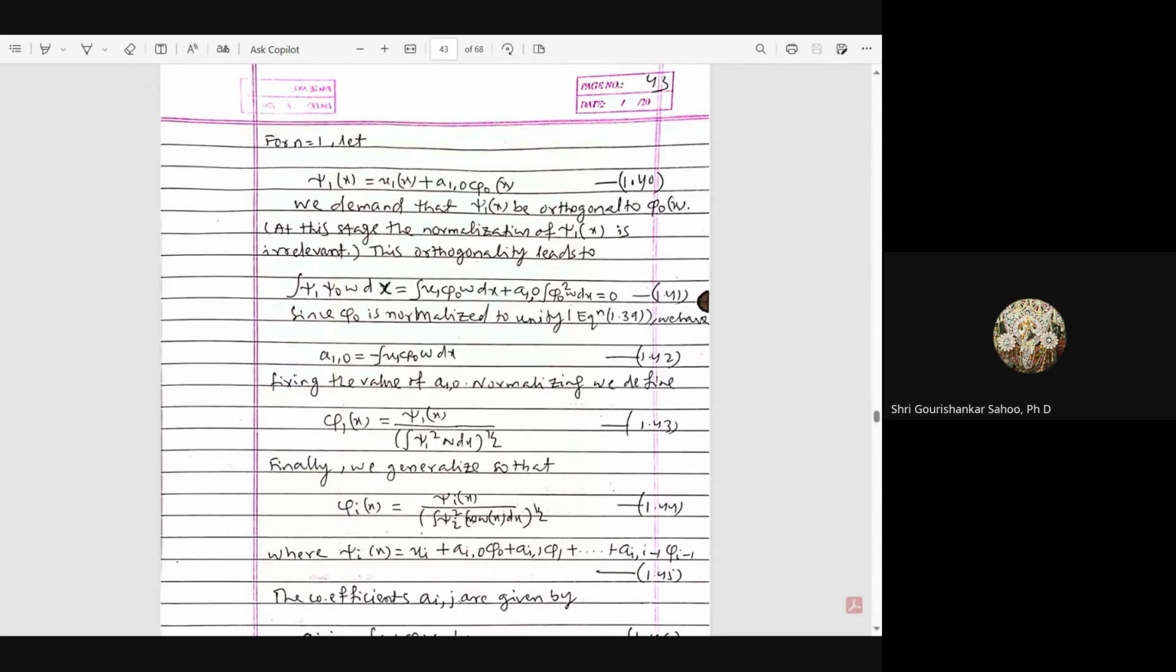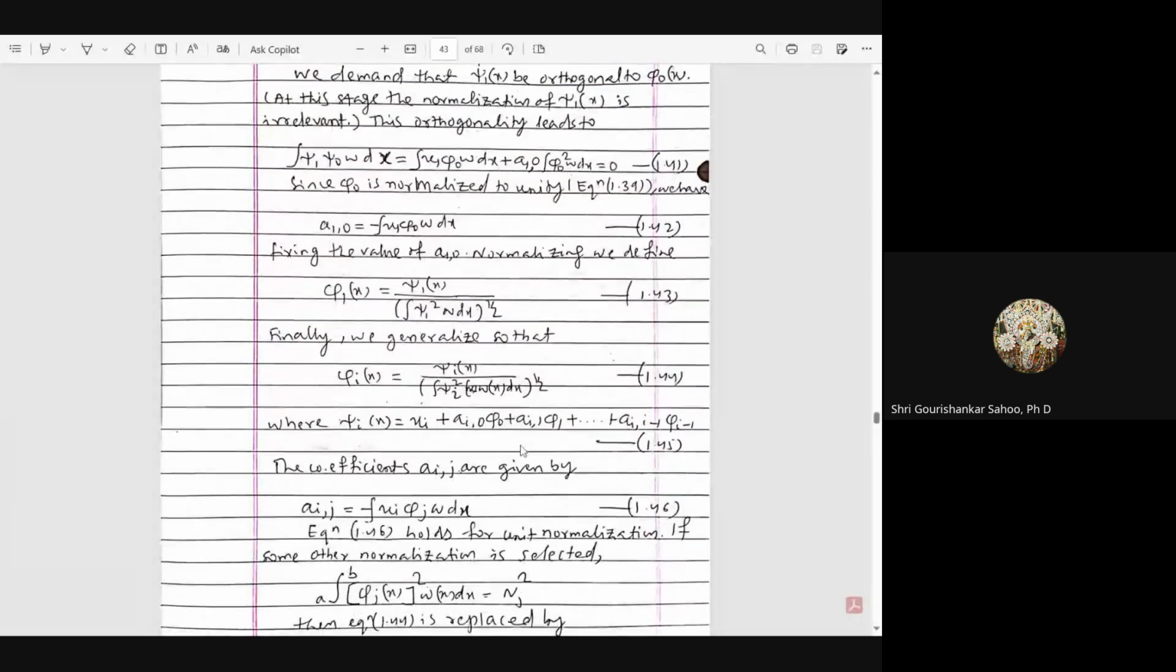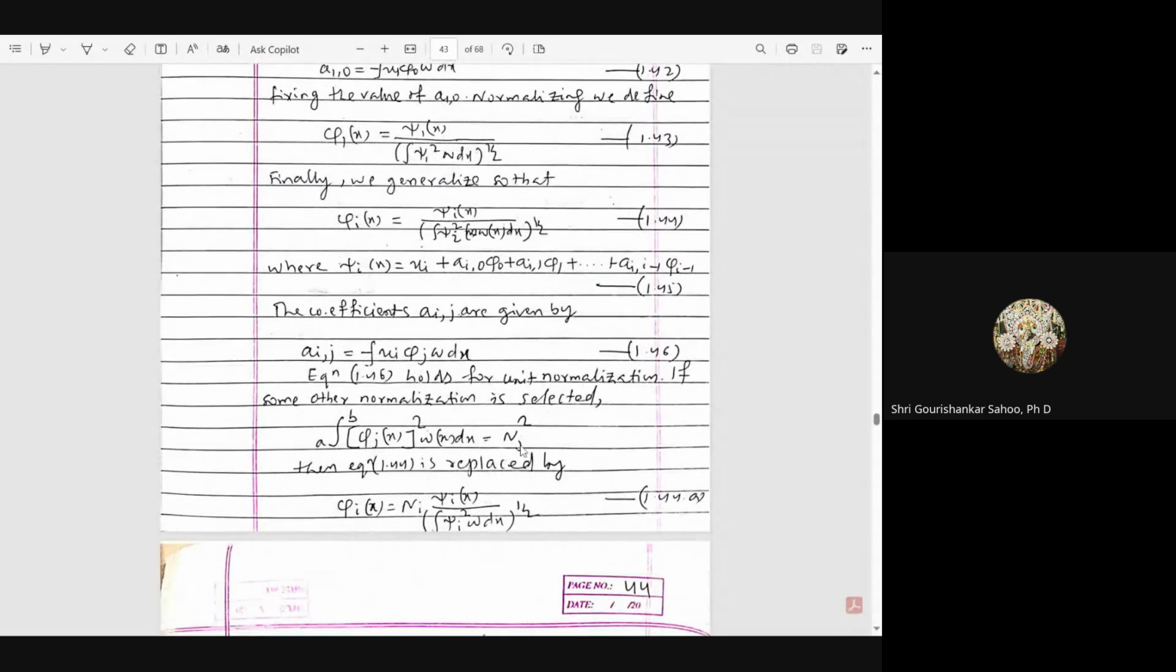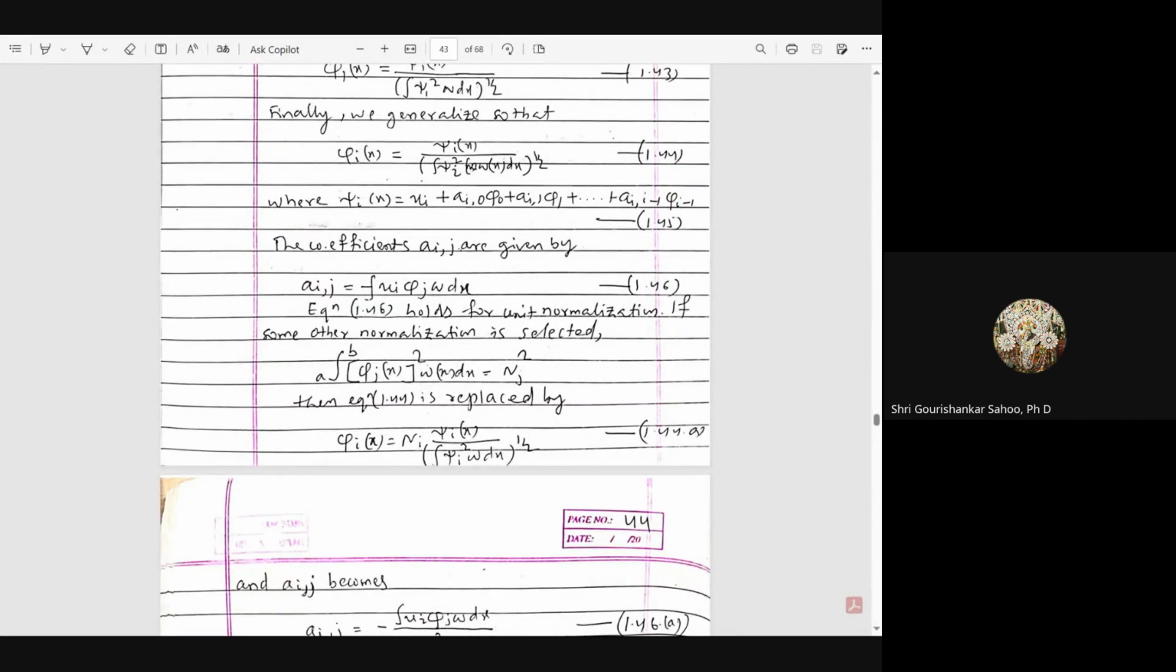So fixing the value of a_10 and normalizing, we define phi_1 equal to psi_1 divided by integration psi_1 square omega dx to the power half, and we generalize it so that phi_i is equal to psi_i divided by integration psi_i square omega dx to the power half, and your psi_i is equal to u_i plus a_i0 phi_0 plus a_i1 phi_1 and so on and so forth. And the coefficients a_ij are given by minus integration u_i phi_j omega dx.